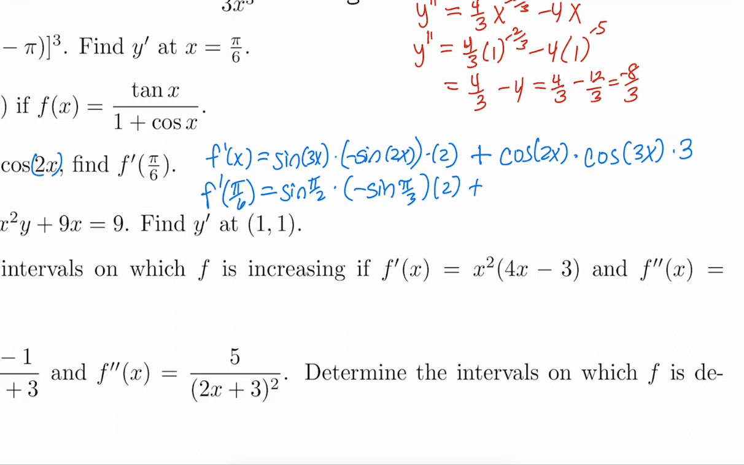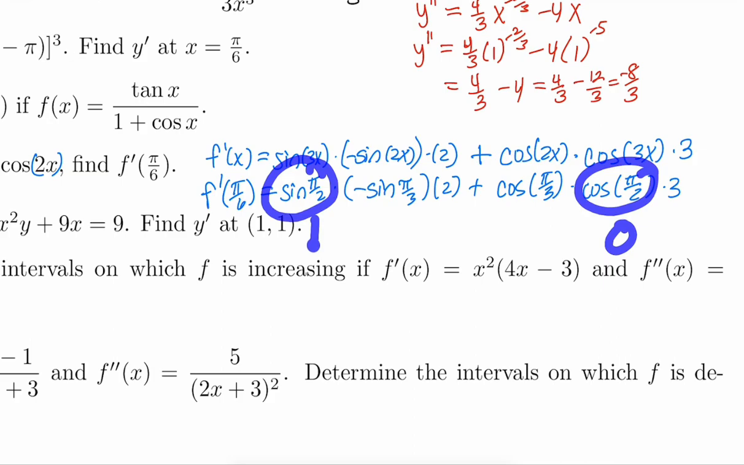Two times pi over 6 is pi over 3. 3 times pi over 6 is pi over 2. Okay, so we kind of get that. Sine of pi over 2 and cosine of pi over 2. Pi over 2 is 90. So this right here is 0, and this right there is 1.